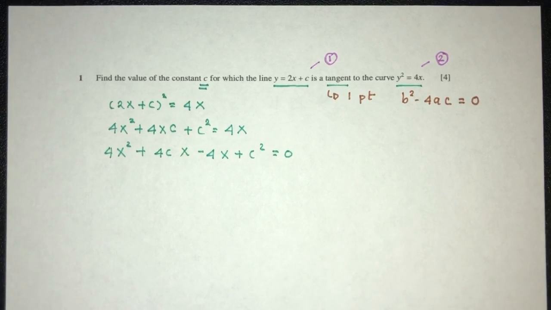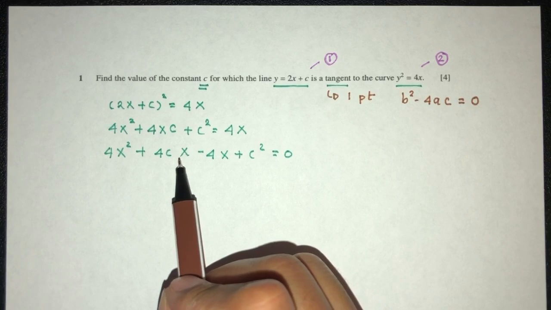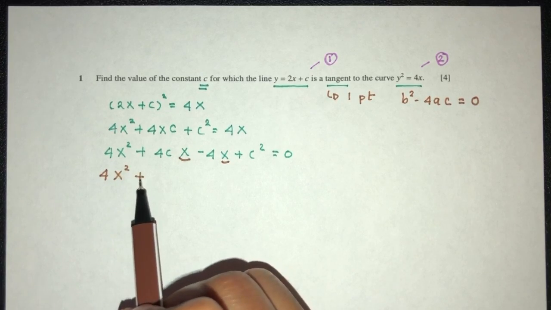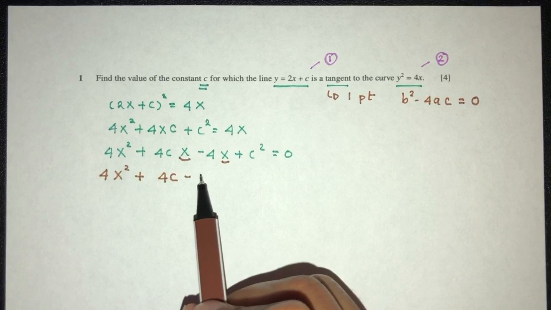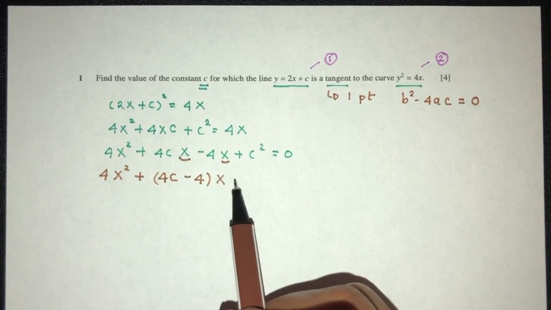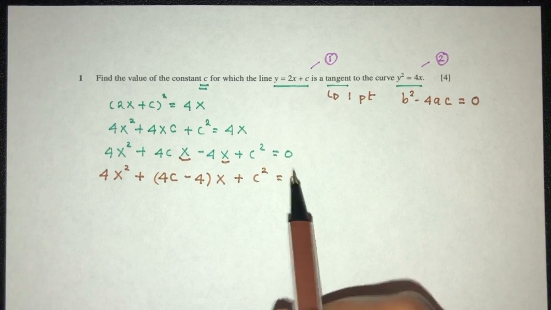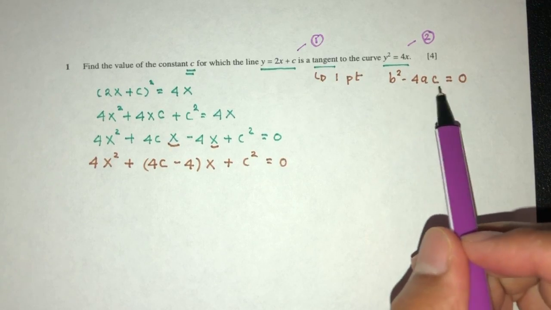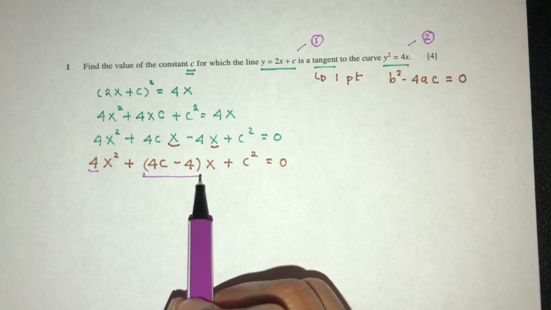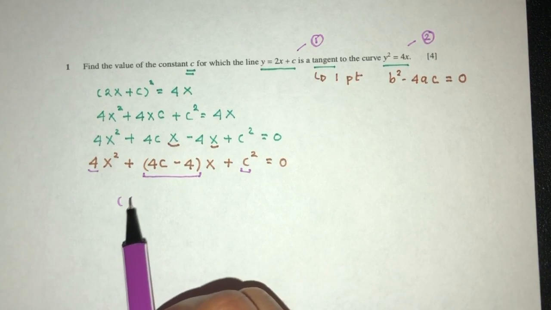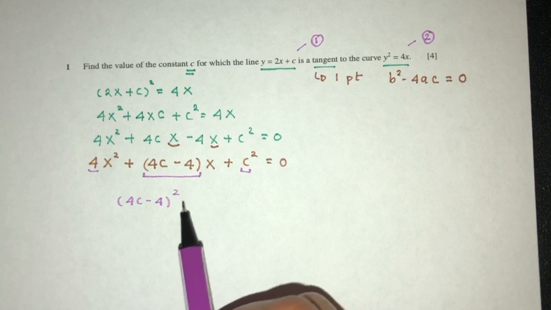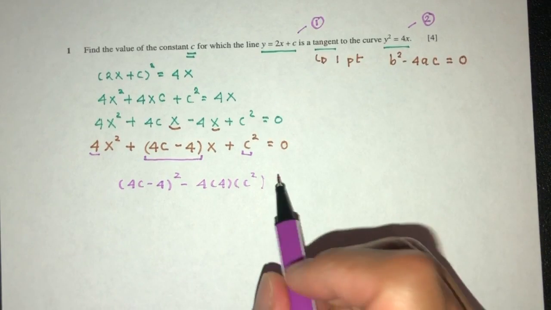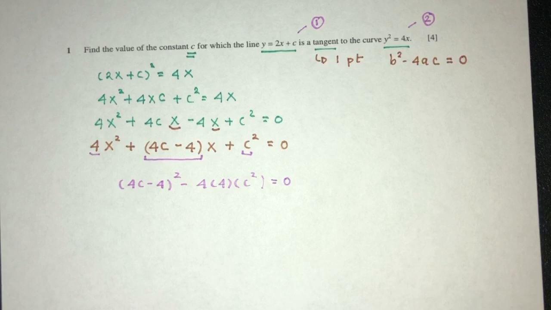Now, here we can do something else. We can actually factorize the x outside. So you will have 4x squared plus, here we have 4c, here we have minus 4, and then x will be factorized outside. So as we know, we can just take the values for b squared minus 4ac. This will be a, this will be b, and that will be c. So b squared is (4c minus 4) squared minus 4 times a times c, that is c squared, equal to 0.